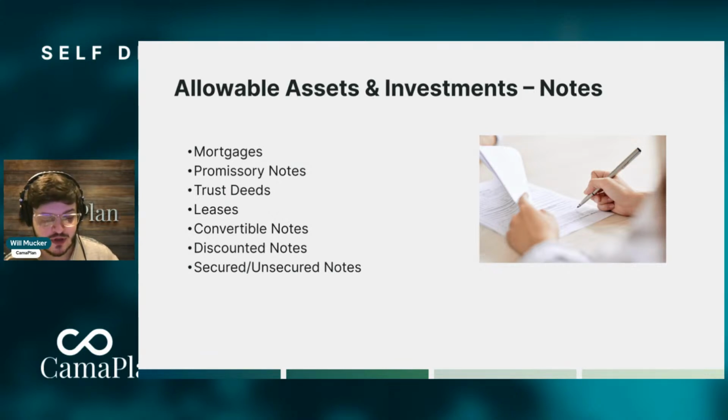These are promissory notes. You can also invest into convertible notes, meaning terms in the note dictate that the loan turns into shares of equity at a certain trigger point. And then you can also purchase discounted notes. You don't have to originate the note out of the IRA. Your IRA can actually purchase notes on the secondary market as well.